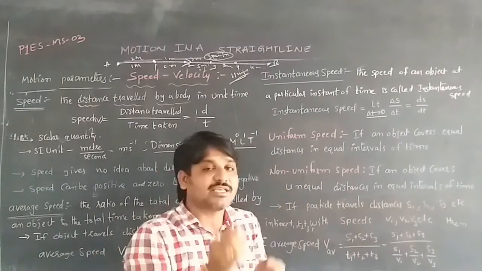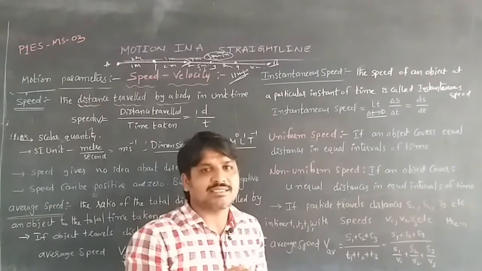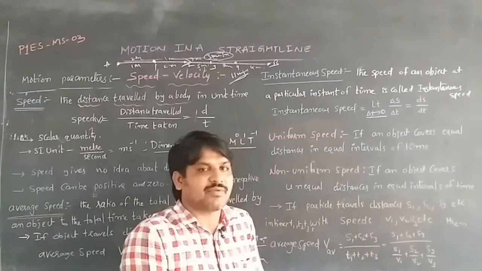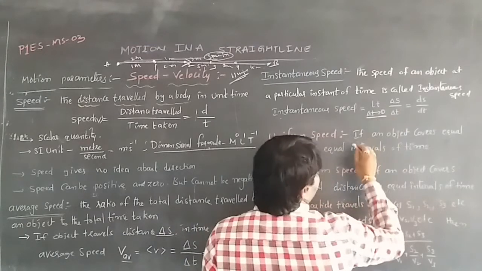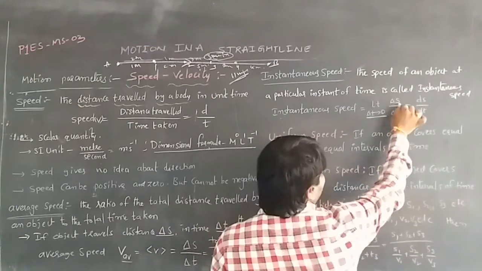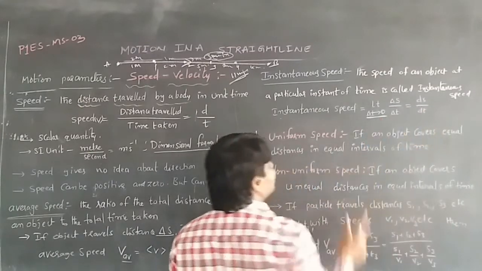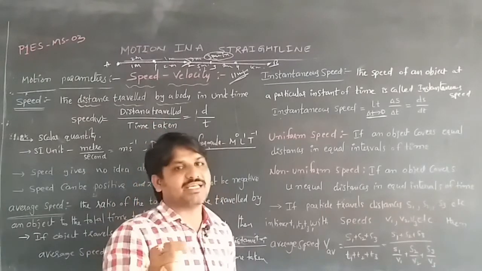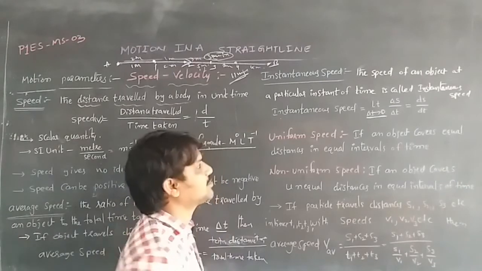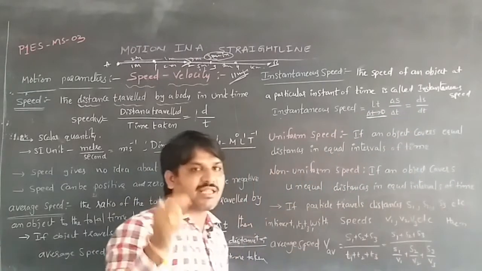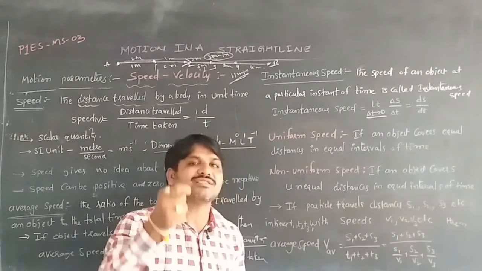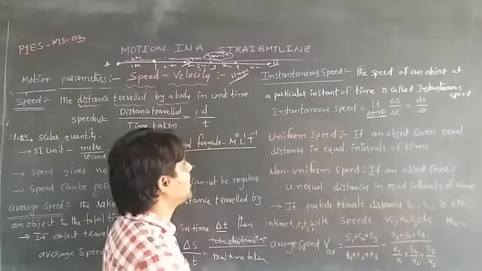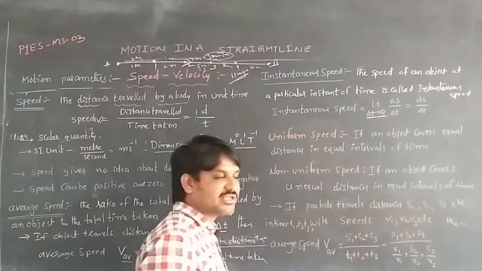If we want to know the speed at 11 minutes 10 seconds, then 11 minutes 10 seconds is the start time and 11 minutes 10 seconds is the end time, at a particular instant of time. So here there is no time change. The change in time tends to 0, and delta S by delta t becomes ds by dt. This will be the instantaneous speed: the speed of an object at a particular instant of time is called instantaneous speed.